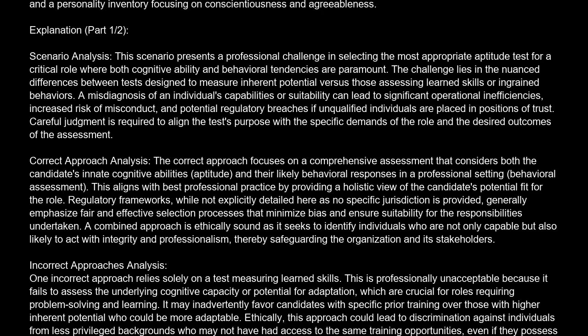Incorrect approaches analysis. One incorrect approach relies solely on a test measuring learned skills. This is professionally unacceptable because it fails to assess the underlying cognitive capacity or potential for adaptation, which are crucial for roles requiring problem-solving and learning. It may inadvertently favor candidates with specific prior training over those with higher inherent potential who could be more adaptable. Ethically, this approach could lead to discrimination against individuals from less privileged backgrounds who may not have had access to the same training opportunities, even if they possess superior aptitude.